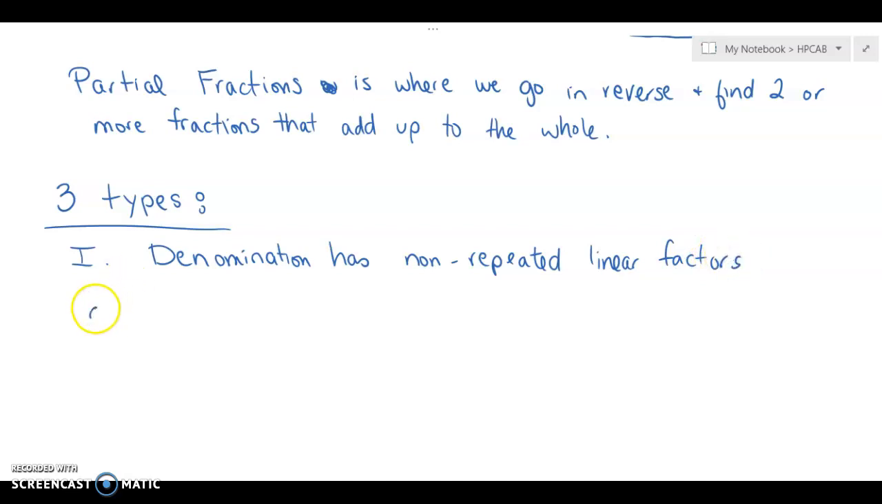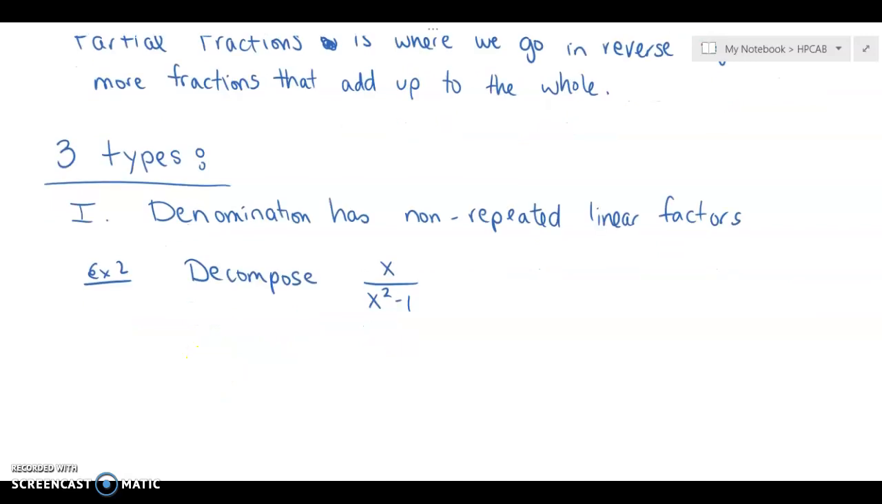So this is going to be example 2. Let's say that you need to decompose x all over x squared minus 1. Okay. What's going to happen is our denominator is x squared minus 1. We can easily factor that. All right, so this is the same thing as saying x all over x plus 1 times x minus 1.